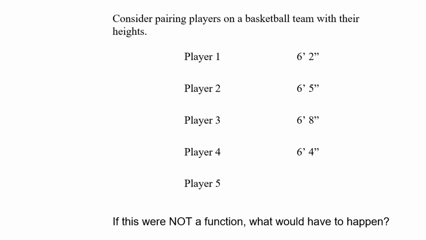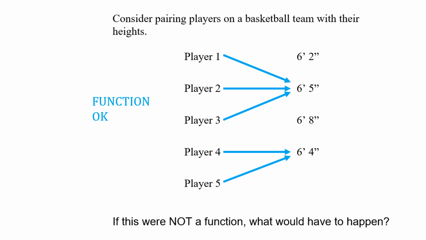Okay, let's go again. Is this a function or is this not a function? This is a relation, but is it a function? We have 3 players. They're all 6'5". Our other 2 players are 6'4". Is that okay? Sure, it's okay. There's no problem with that. It's even a common occurrence. A lot of people are the same height as other people.